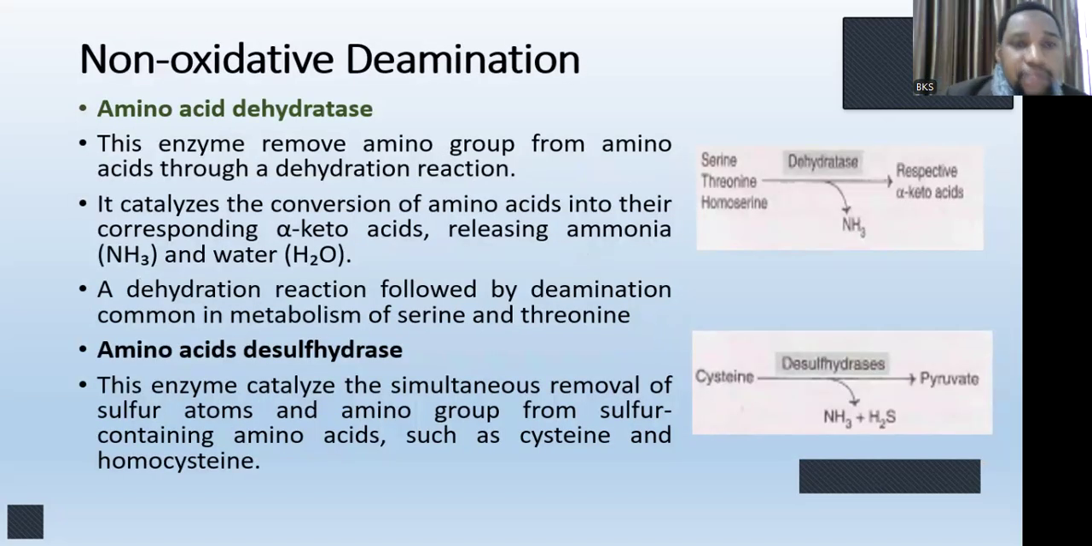Now, we have non-oxidative deamination. In non-oxidative deamination, basically, we have two reactions. Amino acid dehydratase involves a dehydration reaction. In the process of dehydration, which is removal of water, the amino group is also removed. This is related to the metabolism of serine, threonine, and homoserine. While for sulfur-containing amino acids, the sulfur is removed as hydrogen sulfide, and at the same time, the amino group.